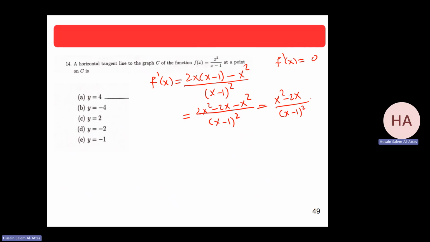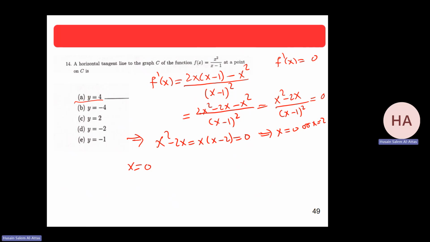So make this equal to 0. I need to solve this equation, which is x times x minus 2 equals 0. So I have x equals 0 or x equals 2. So if x equals 0, I need the y values, so that we have the horizontal line, because y equals the y0.